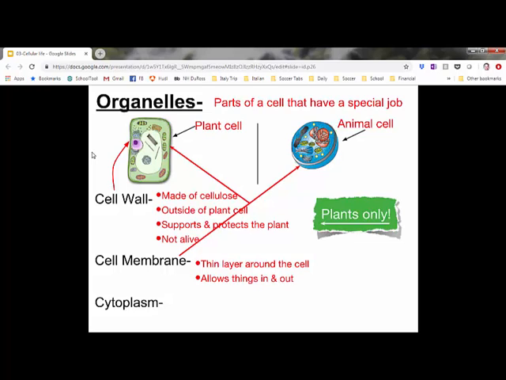The space inside of the cell, okay, is called the cytoplasm. Cyto means cell. Plasm kind of means like shell. And so the cytoplasm of the cell holds the other organelles. Things move through the cytoplasm.